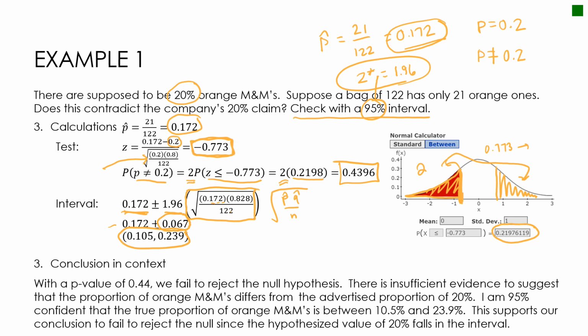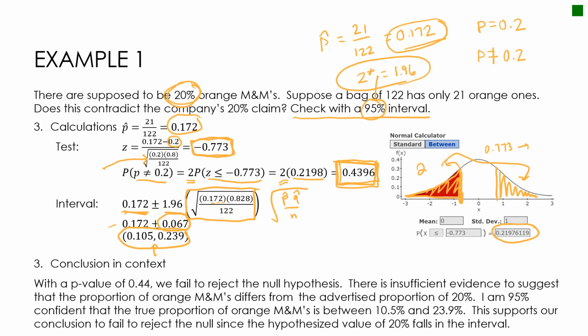So notice that my hypothesized value of 20% is between those two values because 0.2 is between 0.105 and 0.239. And with a very high p-value, I would be failing to reject the null because I'm not surprised by this result. So again, let's look at the full conclusion. With a p-value of 0.44, or if you wanted to be very precise, 0.4396, we fail to reject the null hypothesis. We're saying we are not surprised by this.